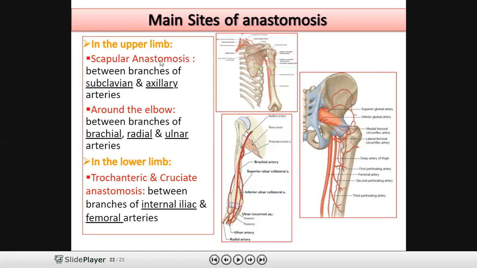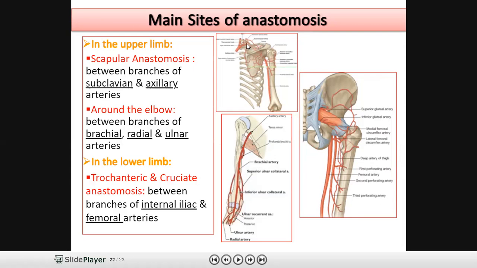Now in the upper limb, you have the scapular anastomosis. So from this diagram here, you can see this is the scapula, and this is the spine of the scapula. Here in this scapula, you see a network of blood vessels, different arteries, coming together. Now, this anastomosis is formed between branches of the subclavian artery and branches of the axillary artery.